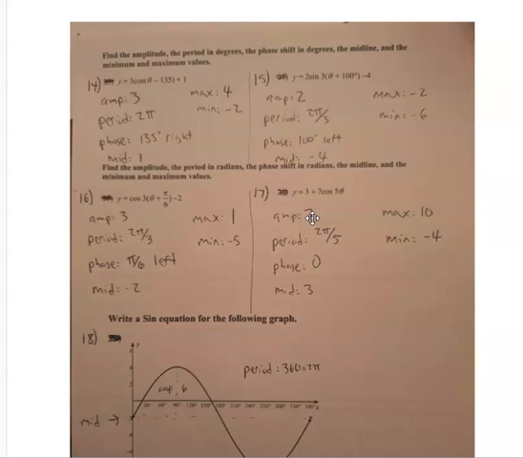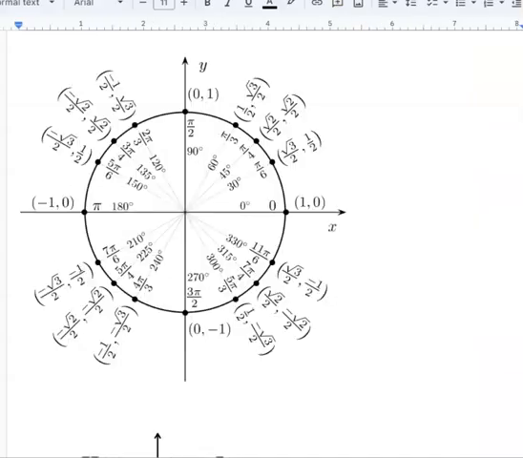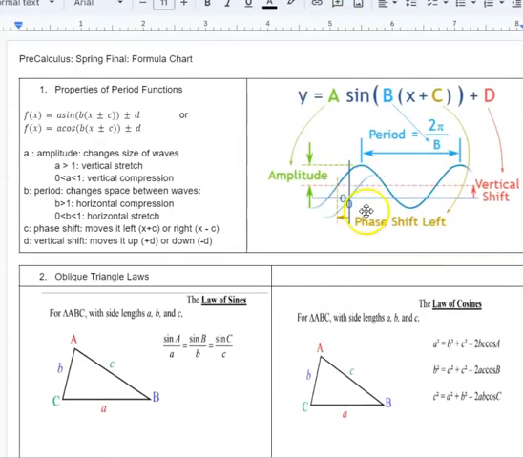14, 15, 16, 17. Okay. So these are asking for a lot of stuff, and it's mostly about your understanding of the first chart you see. It's really this stuff, okay? The A being amplitude, the B being period, C is phase shift, D is vertical shift, but D is also the midline. Whatever the vertical shift is is also the midline. It's the same thing.